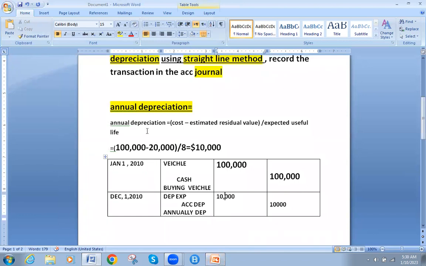Again, the straight line method says the cost at which you bought the asset, minus the residual value at the end of the useful life, divided by the expected useful life. So I bought it for 100,000, and at the end it was only 20,000 at scrap value, divided by the number of years, which was 8 years here. So this gives me an annual depreciation of 10,000. What is the meaning of this 10,000? It means that every year this asset is reduced in value by $10,000.